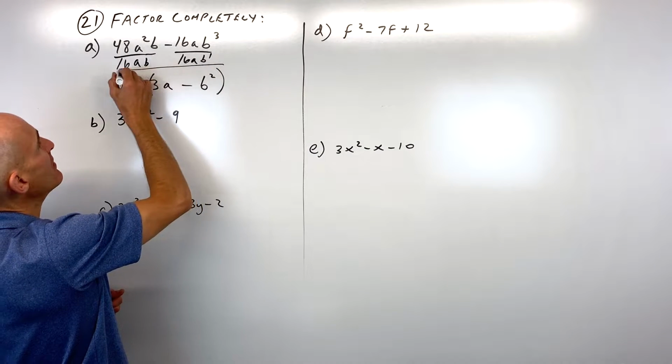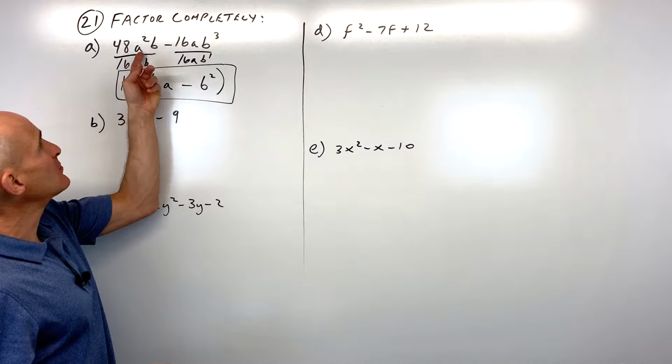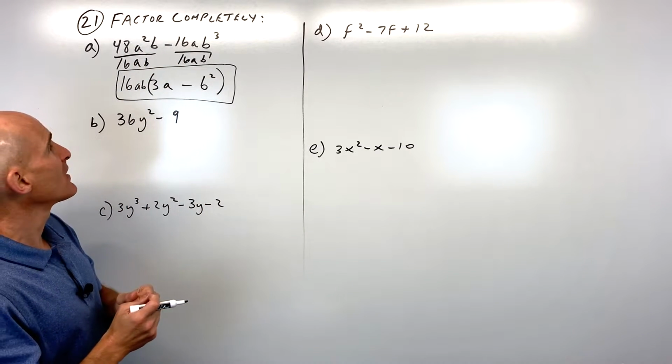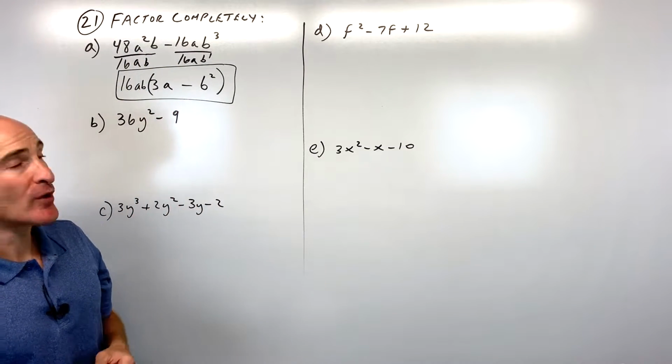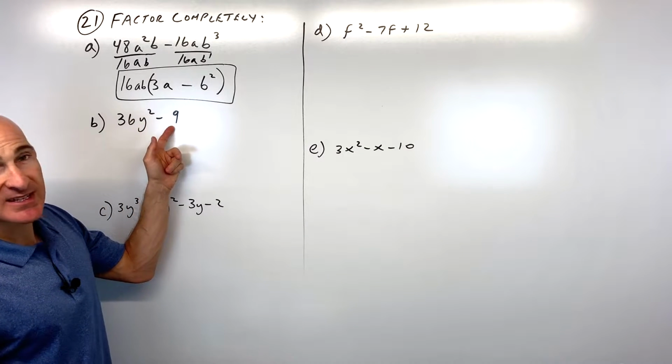So in this case, that's as far as we can factor, and it was just factoring out that greatest common factor, seeing what we could divide out of both terms. But you want to look to see if you can factor further after you do that. For letter B, we've got 36y squared minus 9.